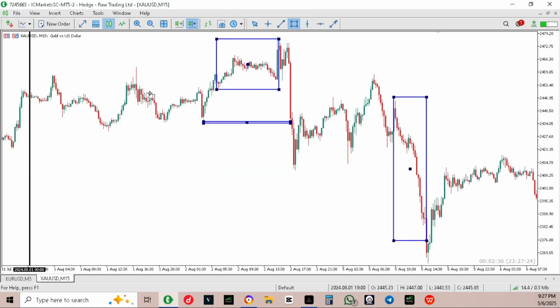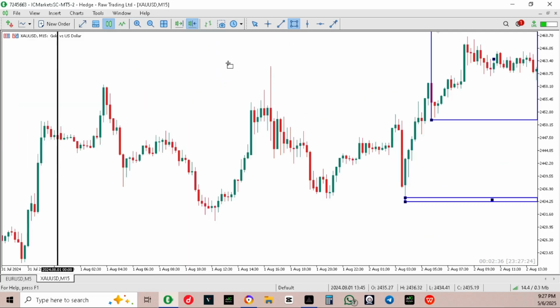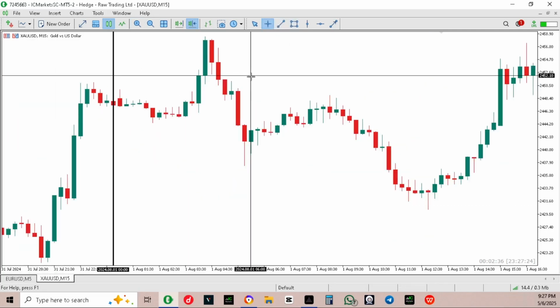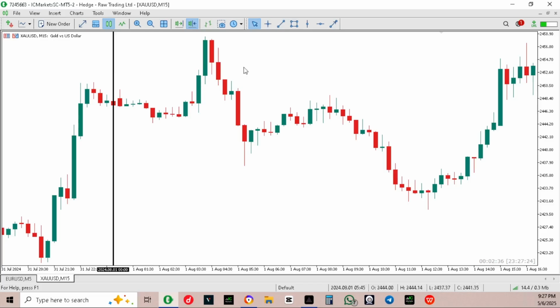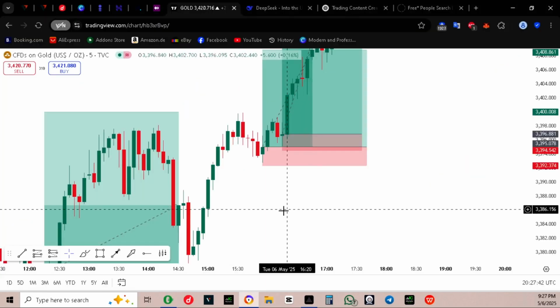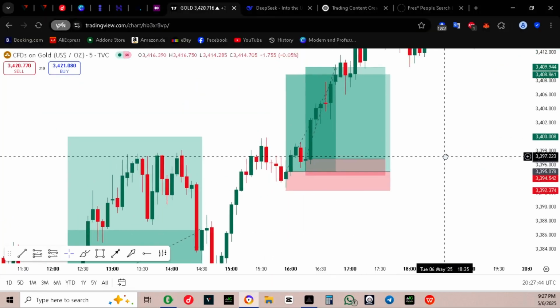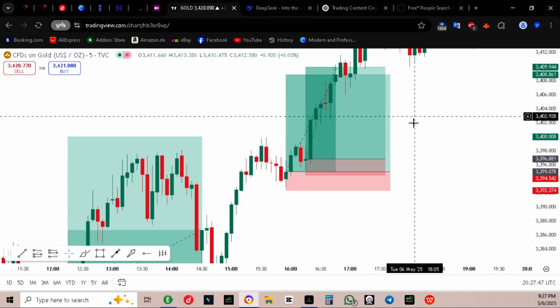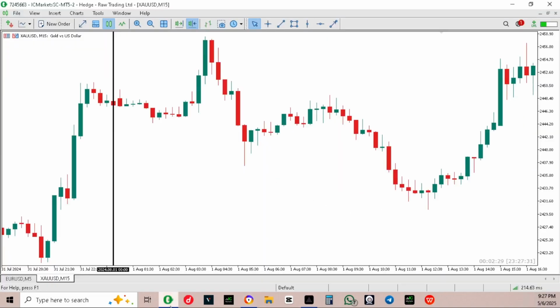So bringing you back to my MetaTrader 5 platform, my preferred broker of choice is IC Markets. Right now, what we are going to do is look at gold on the 50-minute time frame. And I want us to spot the same thing that we saw on our TradingView, just following the principle that I just explained before. We are going to apply that exactly as we see.